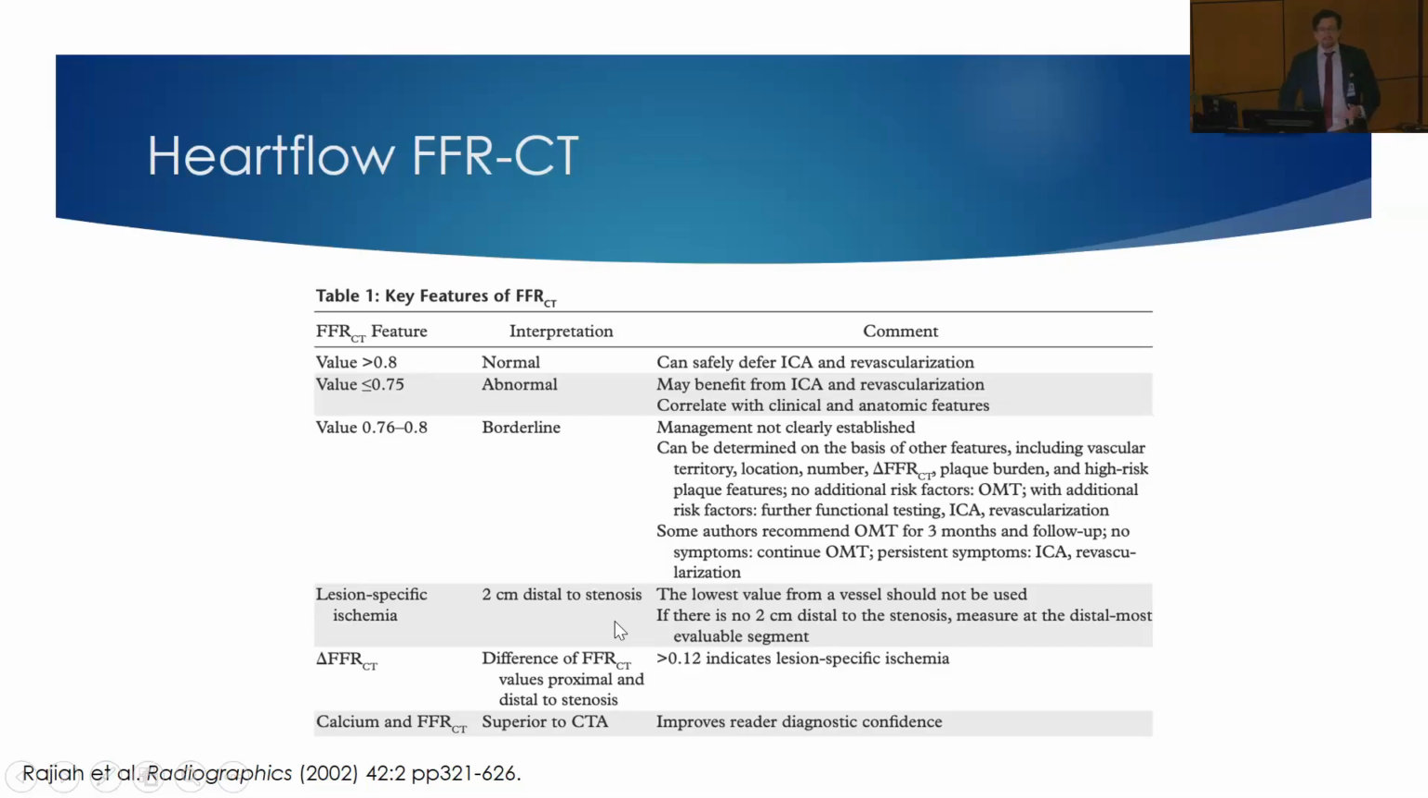And also, if you have a bunch of lesions in sequence, and at the top it's like 0.9, then goes to 0.8, then it's 0.65, you look at the difference between the lesions. Like before, it might be 0.8, but if it goes down to 0.65 after that, greater than 0.12 indicates lesion-specific ischemia. So you have to kind of subtract the FFR values as you go down the vessel.